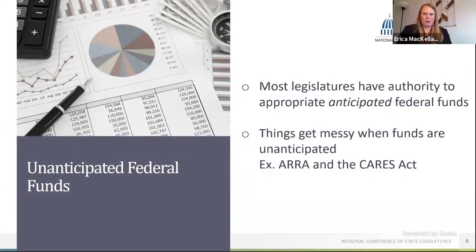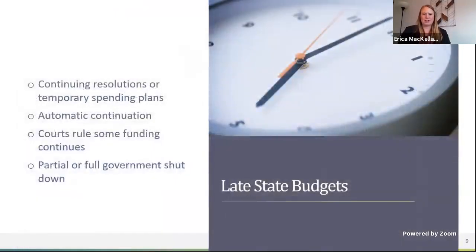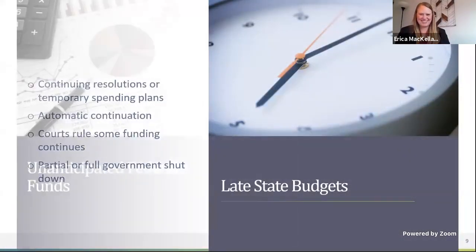On federal funds, most legislatures have the authority to appropriate anticipated federal funds. So Medicaid matches, other grants that states expect to receive, legislatures largely have control over those funds. But things get really messy when it comes to these unanticipated federal funds. We've seen that play out with ERA a few years ago. We saw it with the CARES Act last year, and I anticipate we'll see it again if the proposal that Erlinda mentioned passes. Sorry, could you go back a second, Mandy?